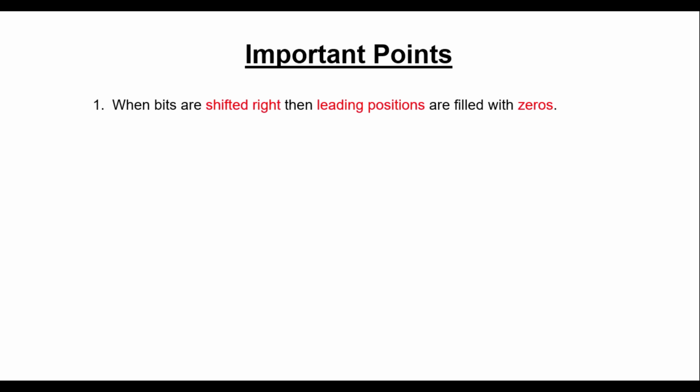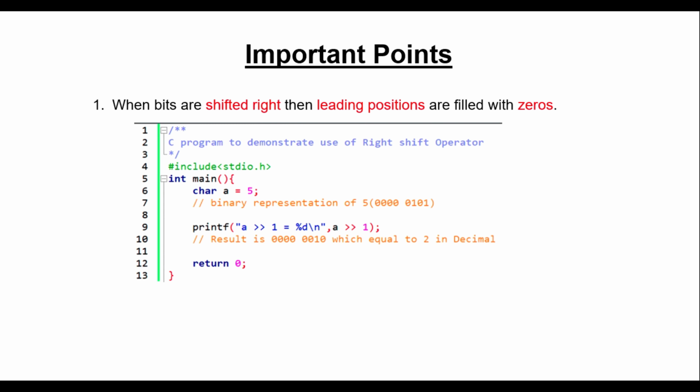When the bits are shifted right, the leading positions are filled with 0. Notice that in the left shift operator, when the bits are shifted left, the trailing positions are filled with 0. But in the right shift operator, when bits are shifted right, the leading positions are filled with zeros. Let's consider an example to better understand this concept. In this example, I choose a variable and assign a value 5 to variable a. I am going to shift this whole number by one position towards the right using this right shift operator. The binary representation of 5 looks like this.